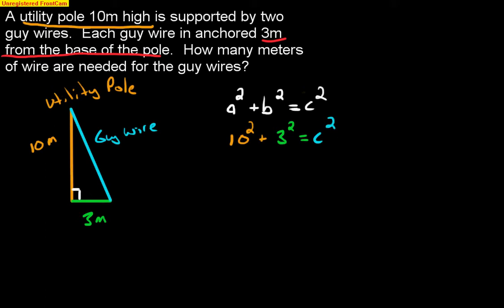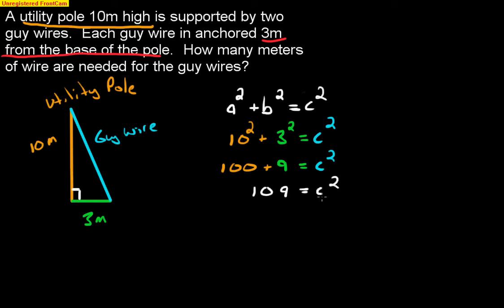Let's go back. 10 squared gives us 100. The 3 squared gives us 9. And then we still have our unknown c squared hypotenuse over there. I'm just going to leave it in one color, we'll go back to white now since we're going to start combining these. So 100 plus 9 is 109, still equal to c squared.